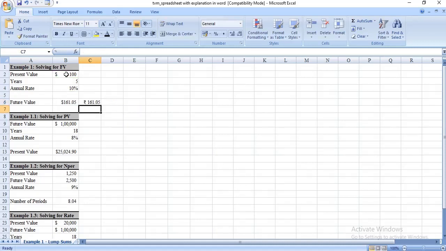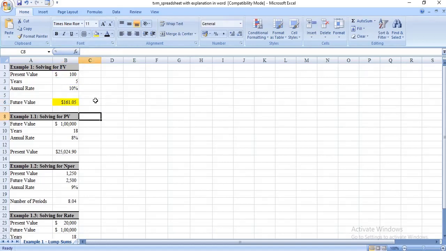So you can see the answer is 161.05, in rupees or dollars, you can convert that also. Here dollar is taken. That is the amount you will be getting after 5 years. So whenever you want to invest any amount, and you know the number of years you are investing for and the annual rate of that investment, then you can calculate the future value, how much you will be getting after 5 years. This is that amount, correct?